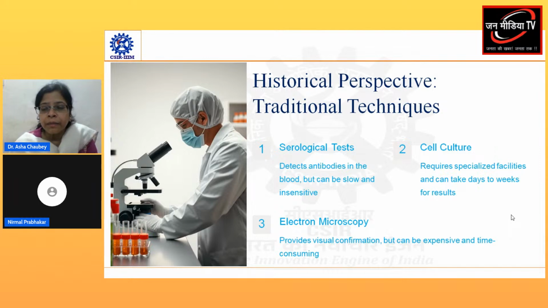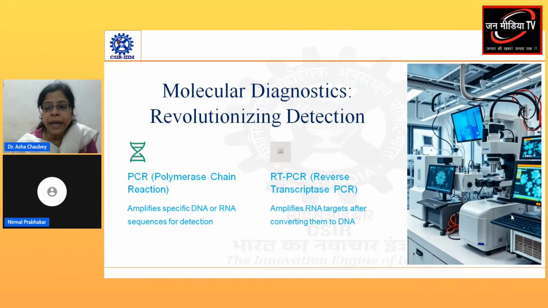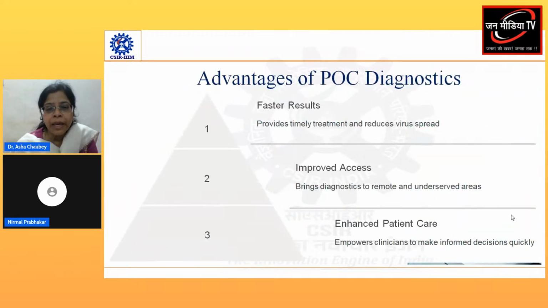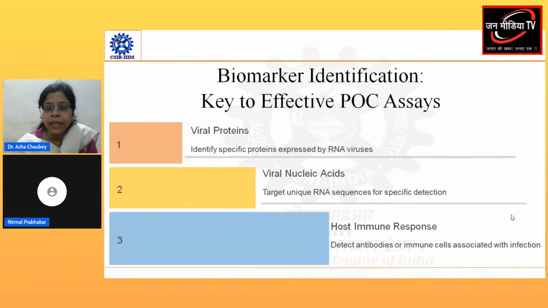Historically, serological tests, cell culture and electron microscopy have been used, and the latest techniques use molecular methods, which include RT-PCR, then amplification through microfluidics. So LAMP, as I said, is one of the latest ones. They gave faster results, improved access as well as enhanced patient care.